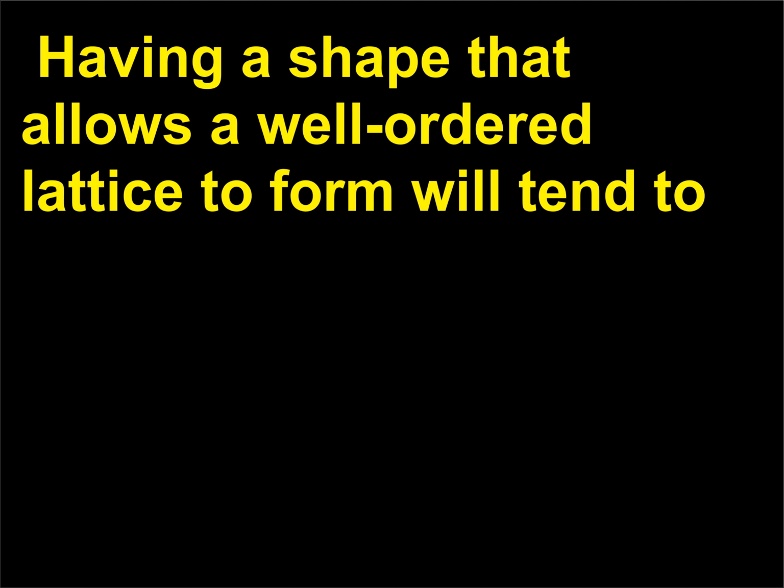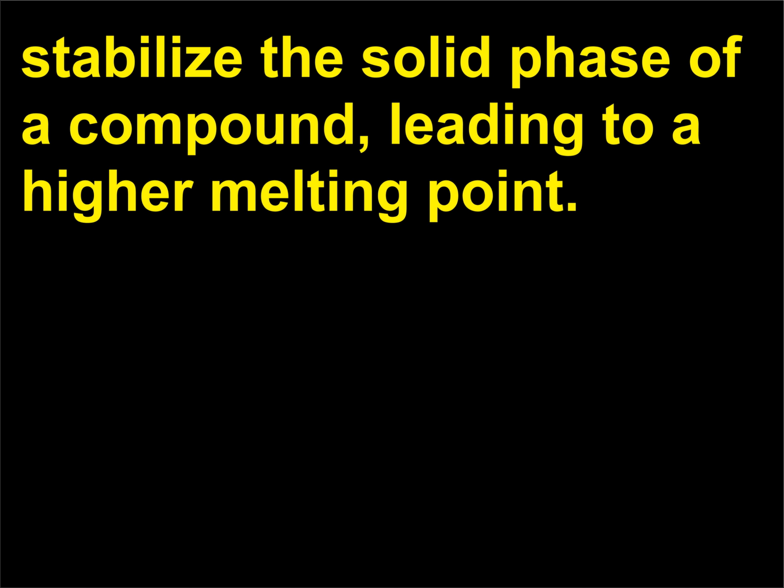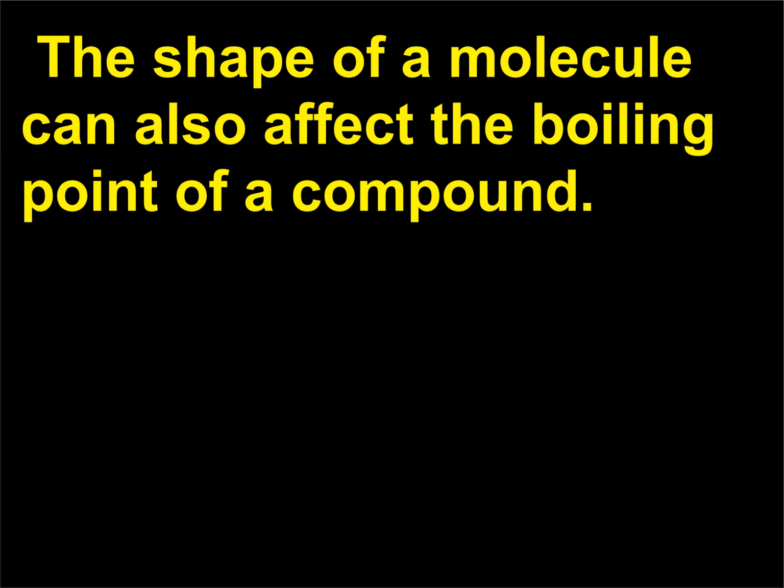Having a shape that allows a well-ordered lattice to form will tend to stabilize the solid phase of a compound, leading to a higher melting point. The shape of a molecule can also affect the boiling point of a compound.